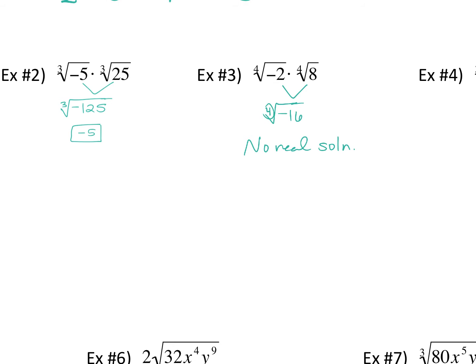So if your index is even and there's a negative radicand, a negative under your symbol, no real solution, okay? Look at number 4.